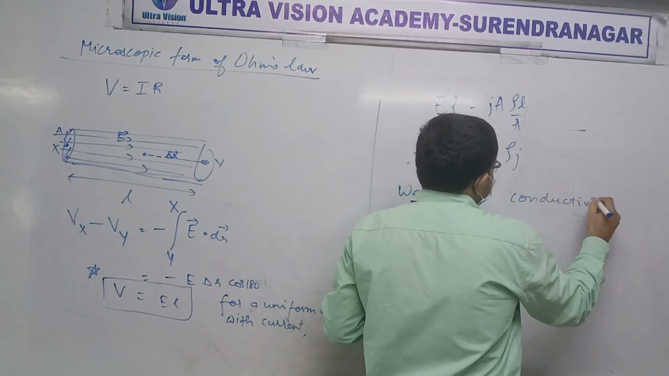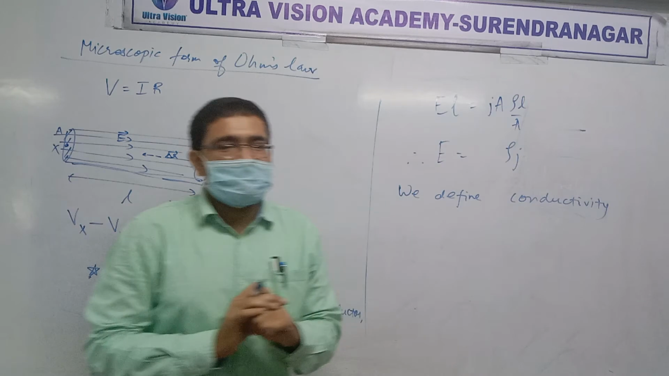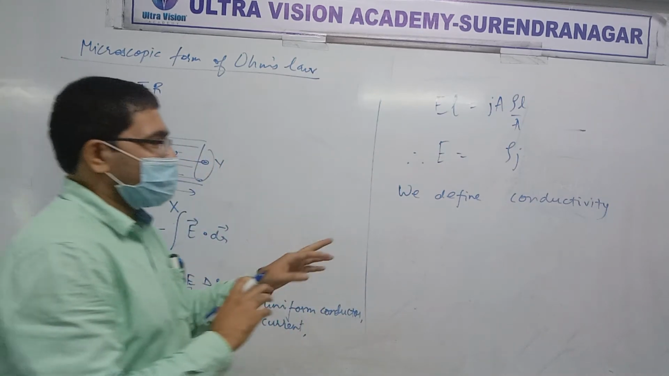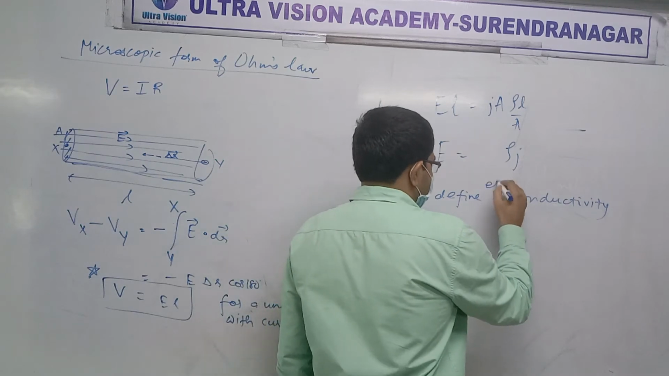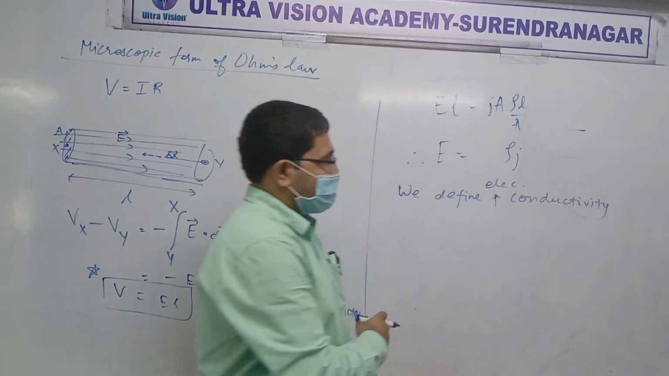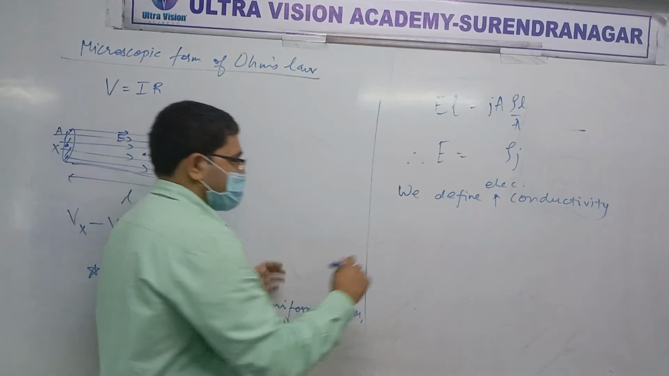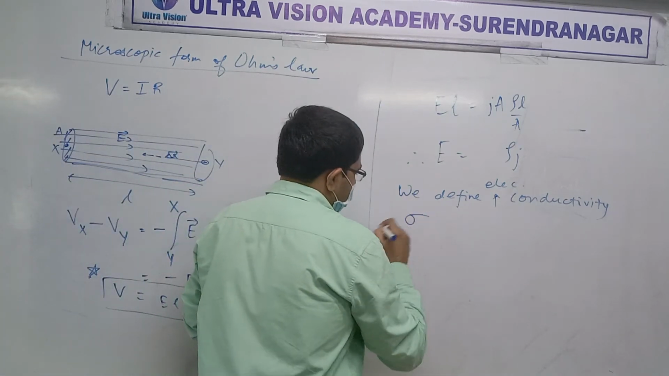We define conductivity. Remember in heat transfer there was thermal conductivity; this is electrical conductivity. We define electrical conductivity, again a property of the material, as what? Sigma. Sorry, we are out of symbols.